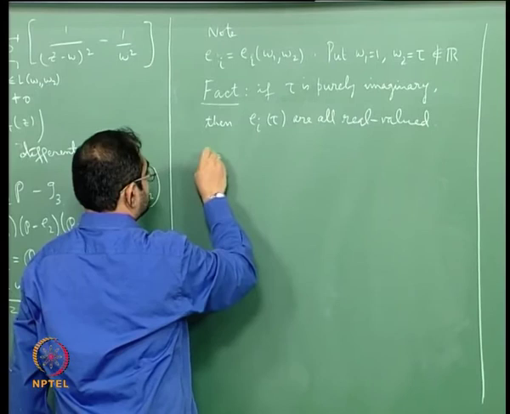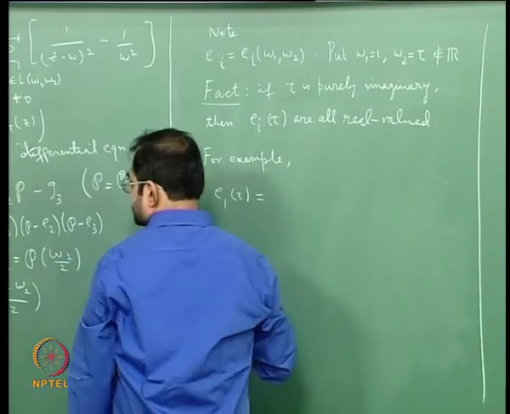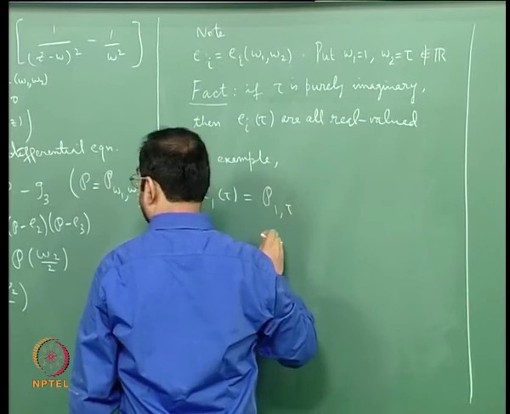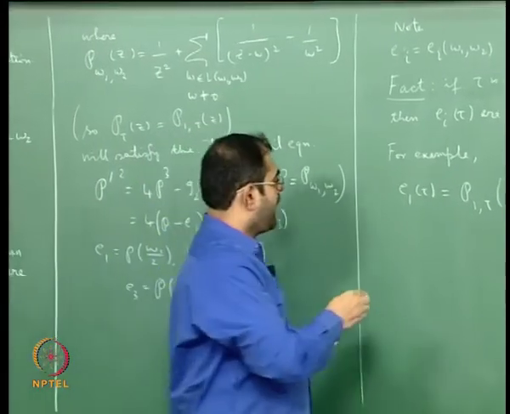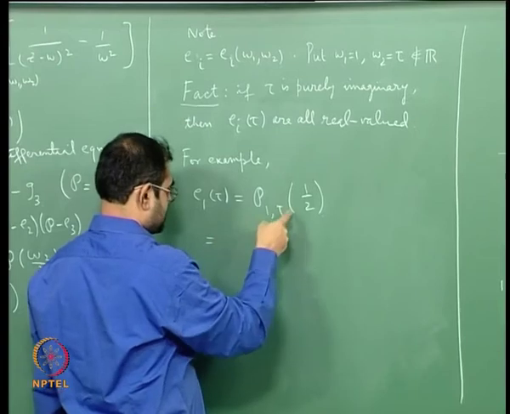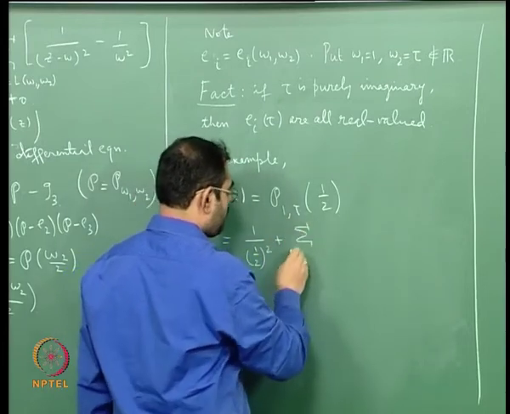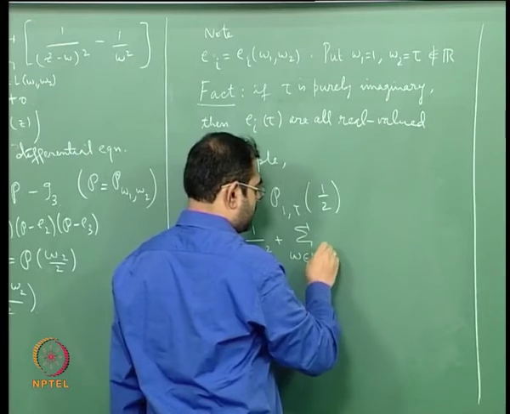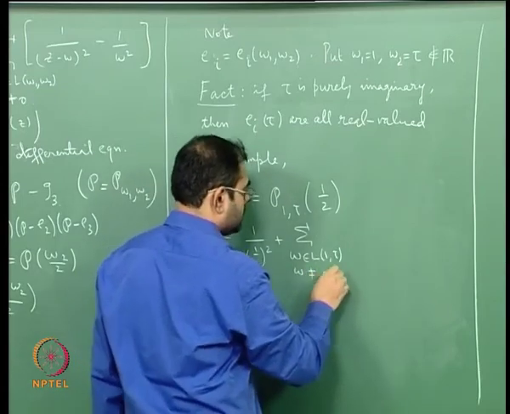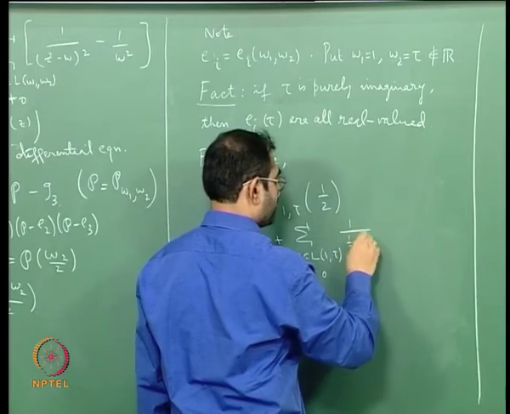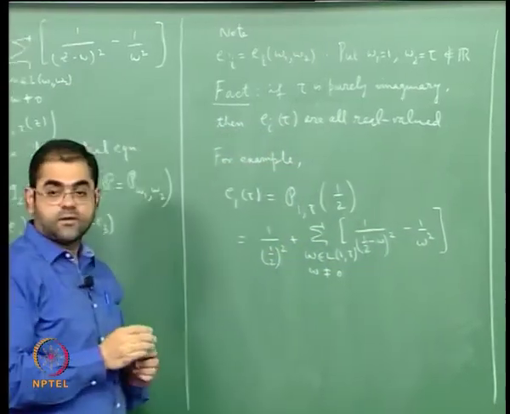Now let us calculate this. For example, what is e1 of tau? E1 of tau is by definition p of 1 comma tau of 1 by 2, this is what it is by our definition, okay. This is, by our definition, 1 by 2 the whole squared plus summation over omega in the lattice generated by 1 and tau, omega not equal to 0, of 1 by (1 by 2 minus omega) the whole squared minus 1 by omega squared. This is what E1 of tau is.